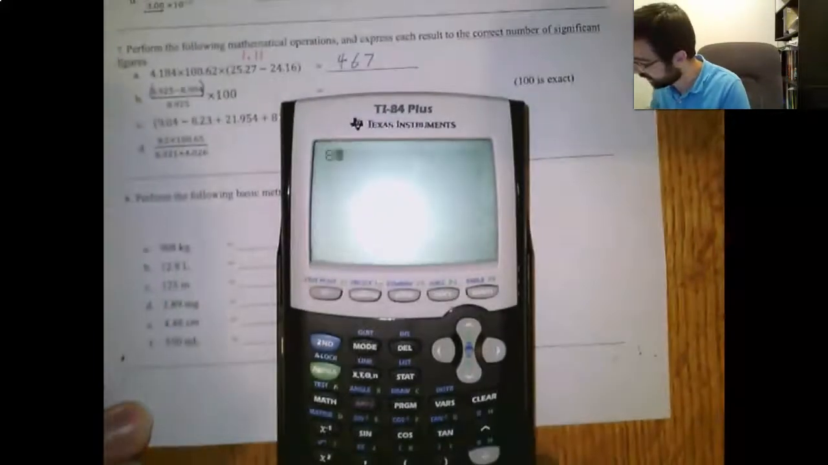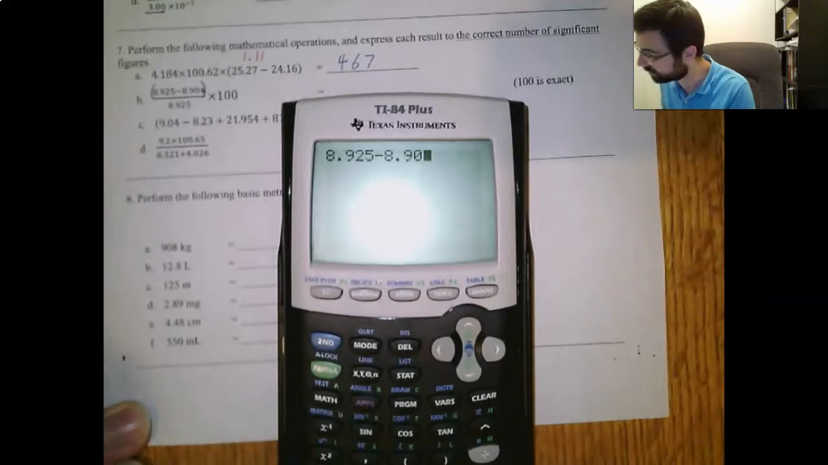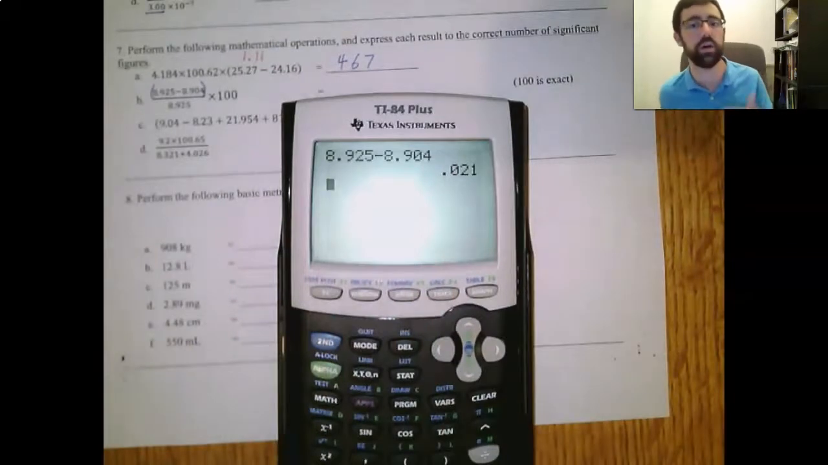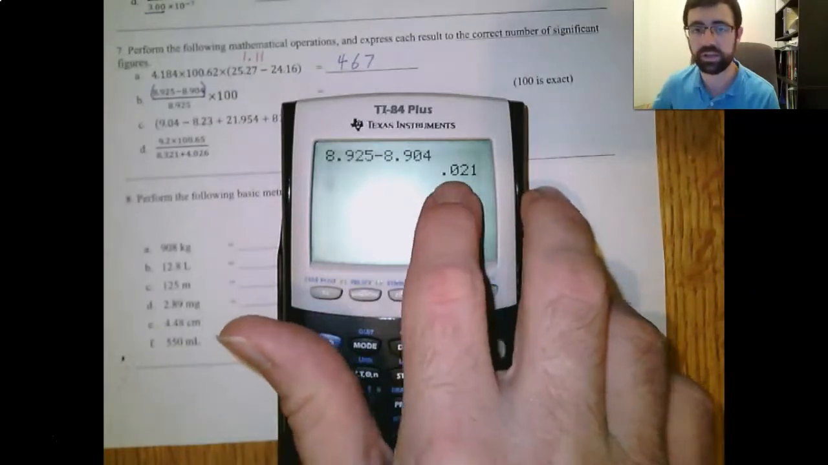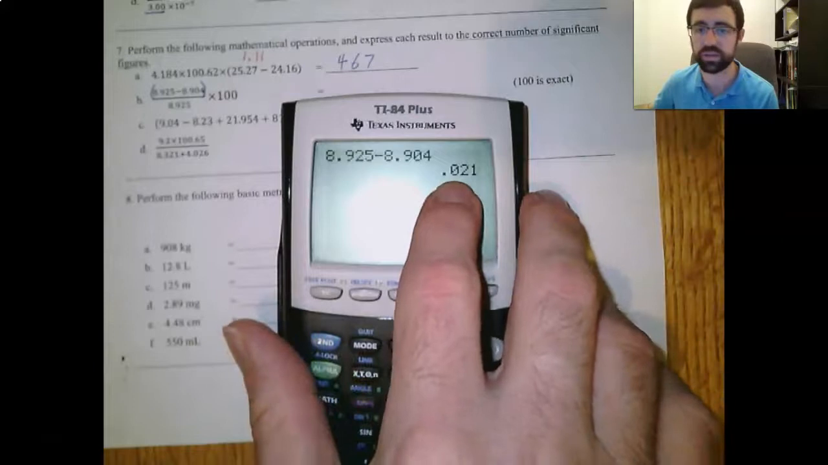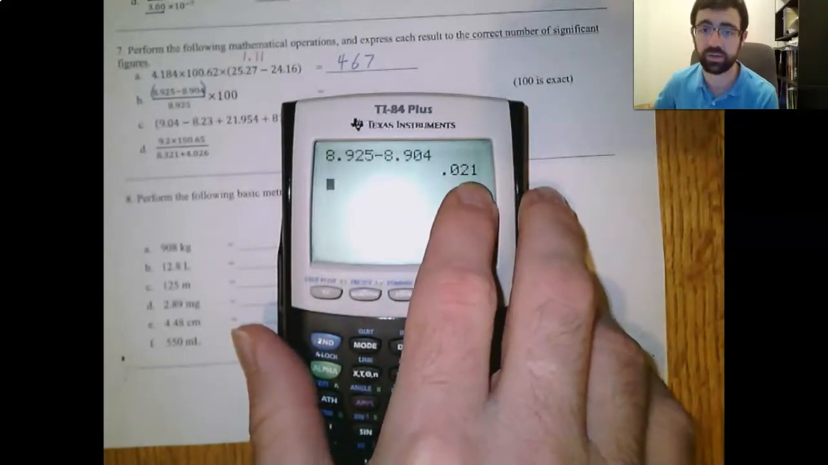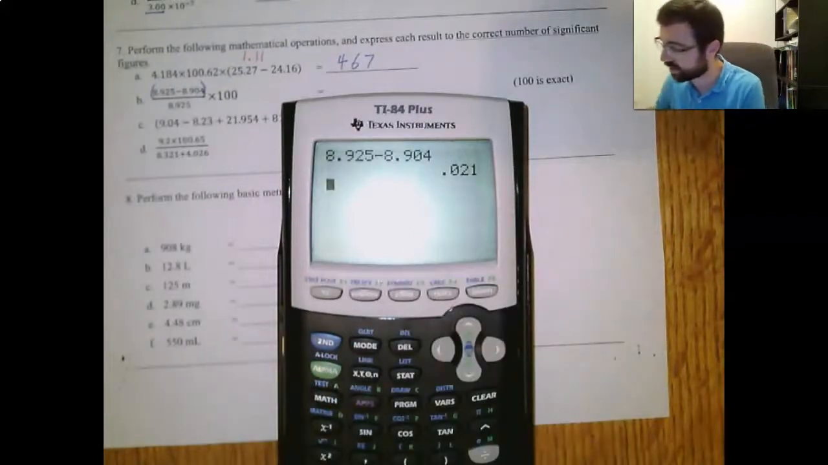8.925 minus 0.904, I get 0.021. Now this is kind of interesting. 0.021, how many sig figs is that? That 0 doesn't count. It's your first non-zero and the numbers that follow it. So I just get 0.021. That's just 2 sig figs. Okay, let's write it up here.